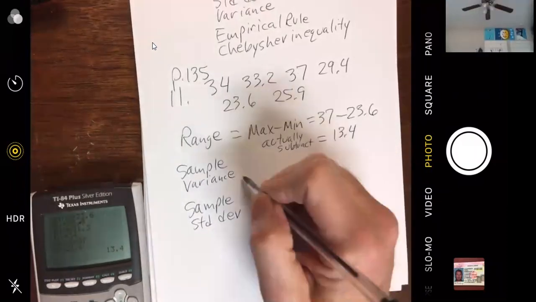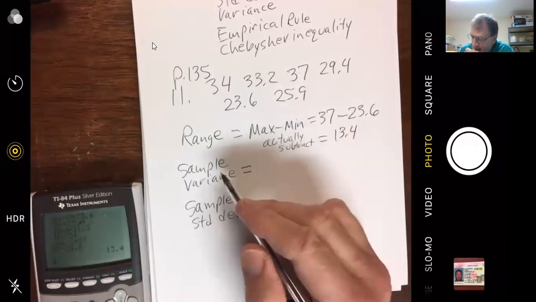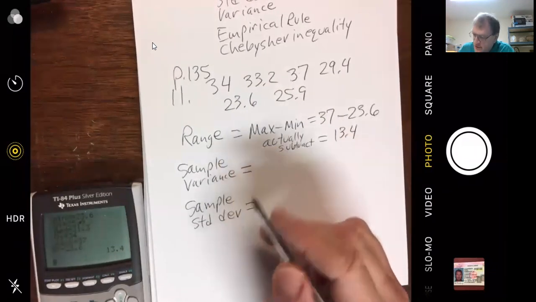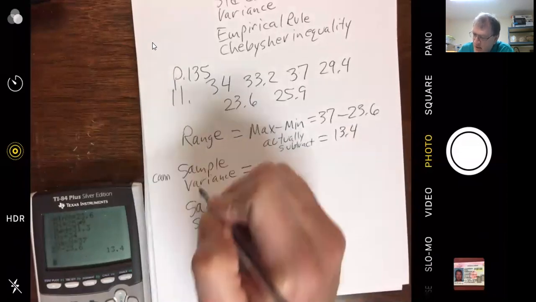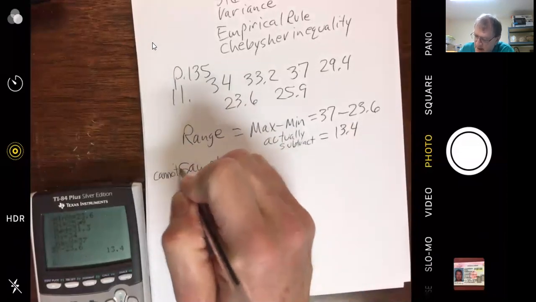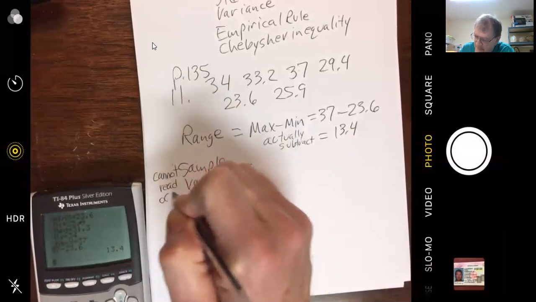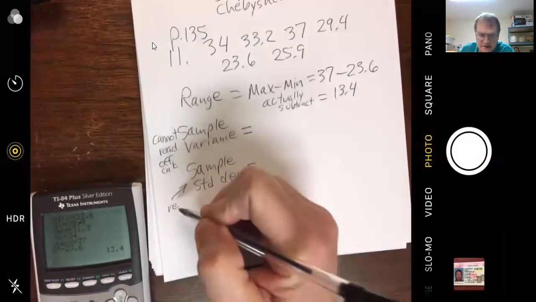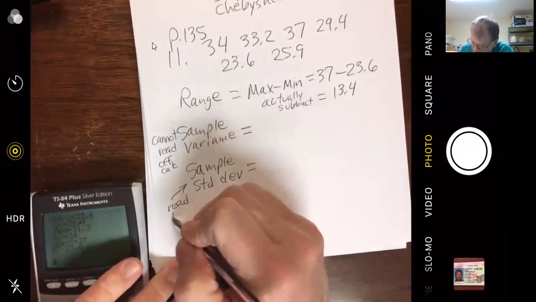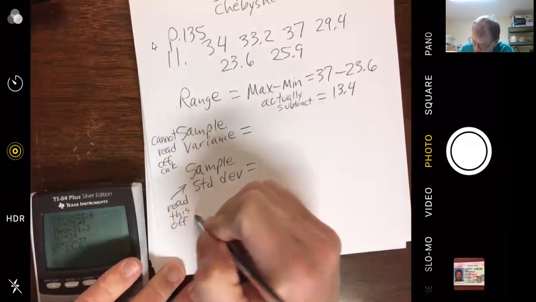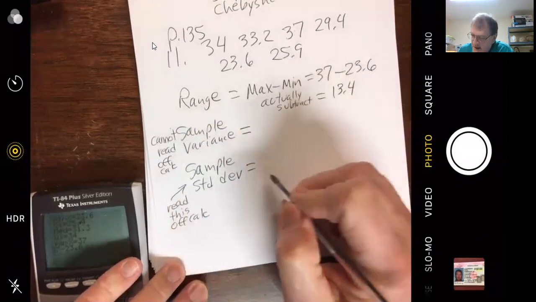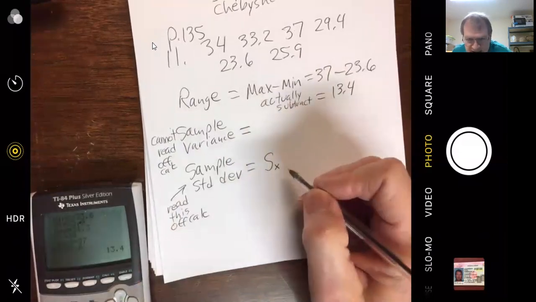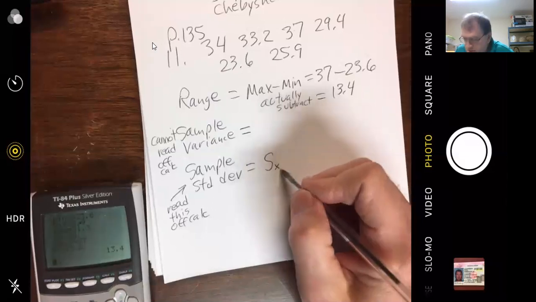No. Okay. Do you know how to read these two things? Now, actually, you cannot read variance off the calculator. You can read the sample standard deviation off the calculator. Since it's a sample, it'll be called the Sx. The calculator sticks an S by it, S for sample, and uses an x.